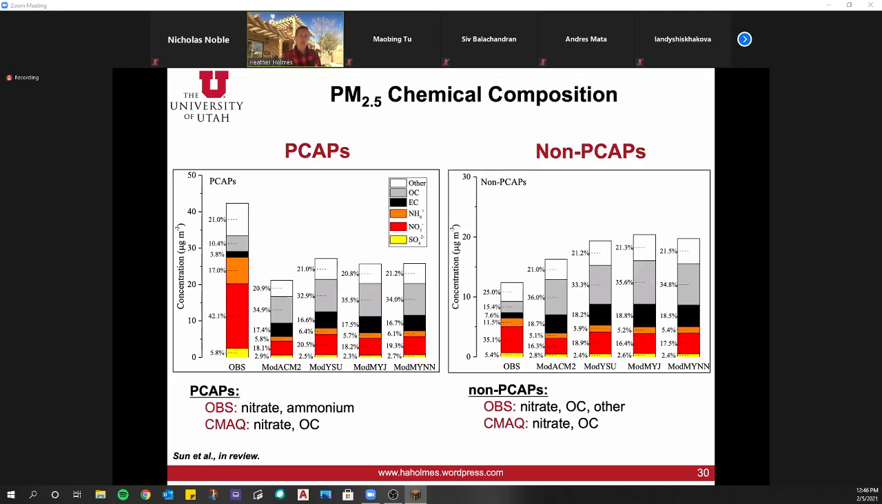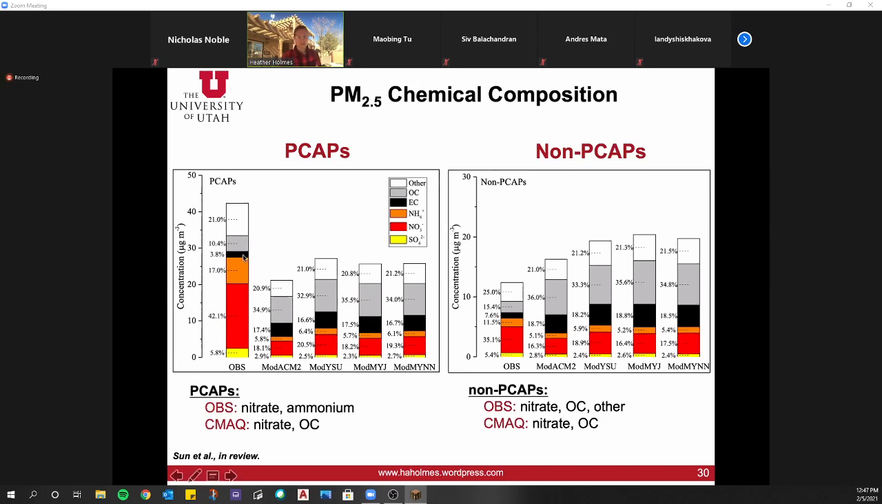And then if we look at the chemical composition, this is non-PCAPs again on the right and PCAPs on the left. What we can see in terms of just looking at the observations, for example, the first bar is observations, the PM 2.5 is much lower in the non-PCAPs cases. So we're reaching probably about 13 micrograms per cubic meter here, whereas during the PCAPs, we're reaching about 42 micrograms per cubic meter. So that's a big difference. The other thing that changes is when we have a non-PCAPs, we have nitrate and organic carbon dominating, whereas during the PCAPs, the majority of the PM is ammonium nitrate.